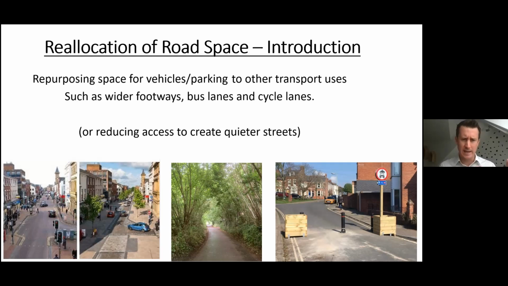Some examples shown on the slide: in the bottom left is a high street in Preston, where they narrowed the vehicle carriageway to widen footways and provide planting, but still retain parking and vehicle access. On the bottom right-hand side is a residential street in Exeter, where we put in bollards to remove through vehicle traffic and create a quieter street for pedestrians and residents. And the middle example is a green lane where we've closed off the through traffic to provide roughly a mile-long section of low traffic road, which is attractive for pedestrians and cyclists.